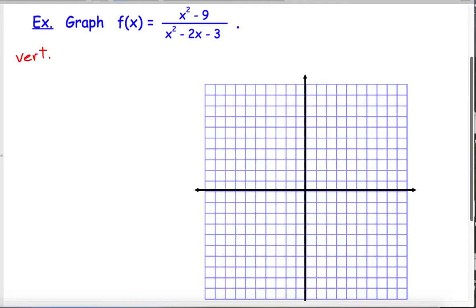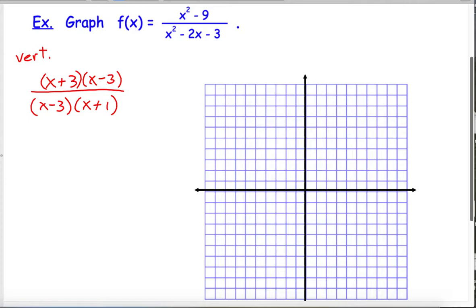So I'm going to factor the numerator and the denominator if possible. The numerator is the difference of two squares. The denominator, let's see, that would be an x minus 3 and an x plus 1. If you're having trouble with factoring, definitely it's something you want to spend some time practicing, because otherwise this is going to be really tough for you.